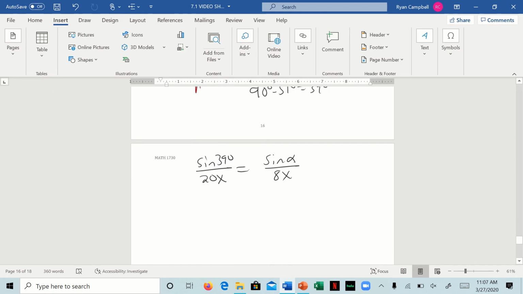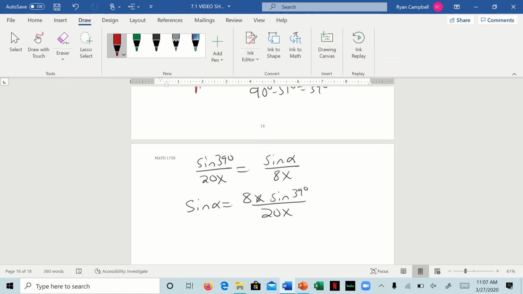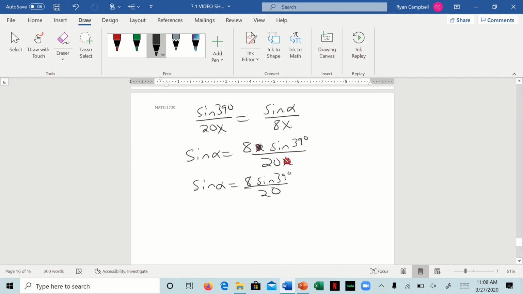So we're trying to solve for alpha, sine of alpha, right? Get that by itself. We can multiply by 8x. So sine of alpha is 8x times sine of 39 degrees over 20x. And looky there, the x's cancel, so we don't need to worry about that. So we see that sine of alpha is 8 sine of 39 degrees over 20. And you can easily divide that out and see that this is positive.